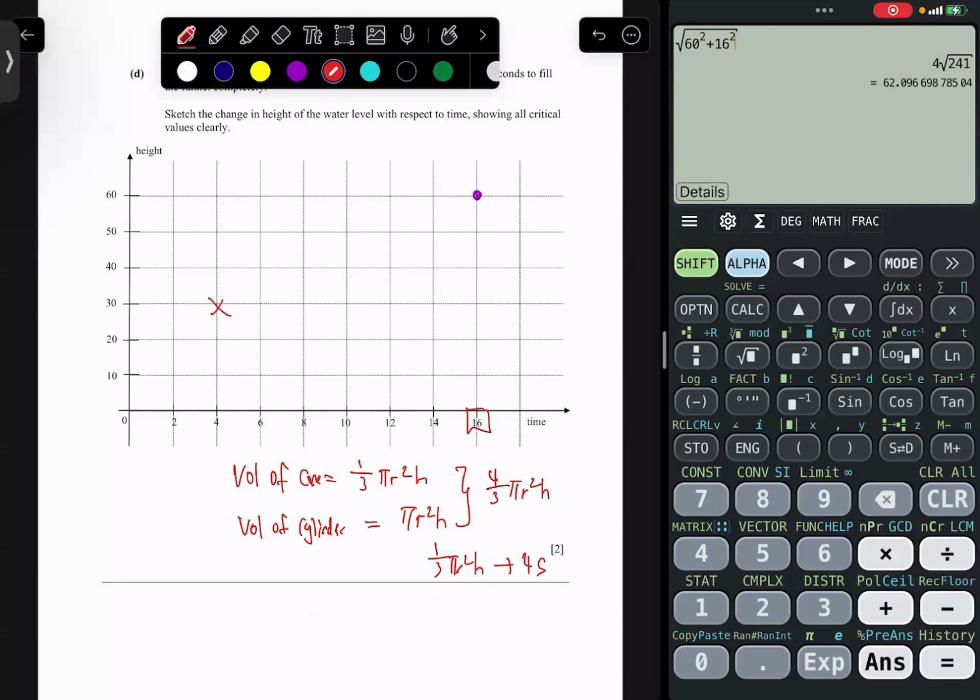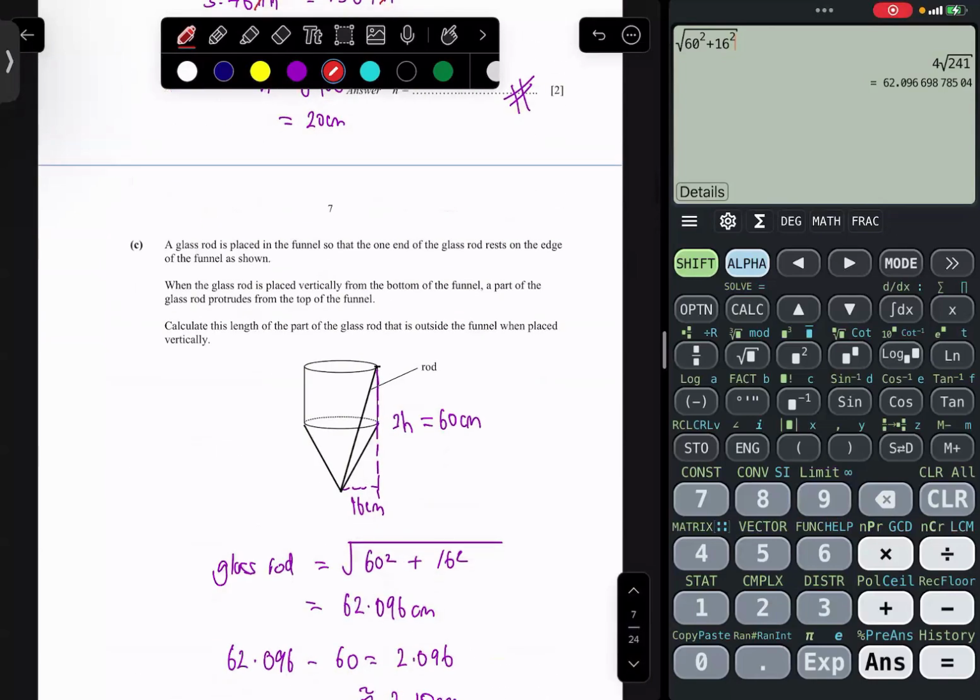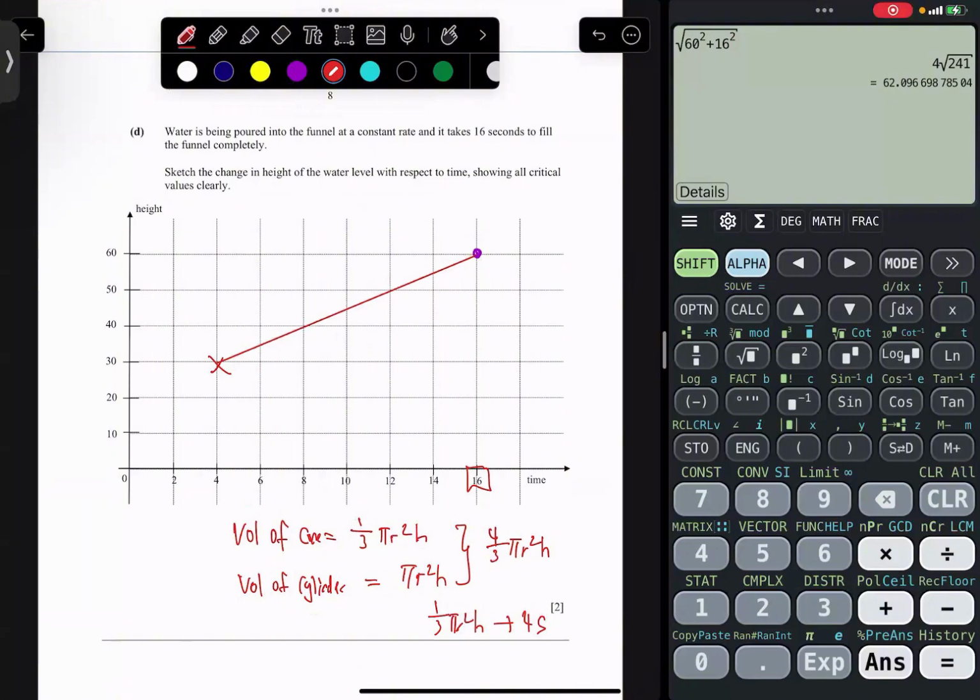Okay, so we have our curve. Now, when water is poured in, it will take up this. This is easy and fast to fill up, and then it starts to slow down. Then over here, it will be constant. So that means that from this 30 cm to 60 cm is going to be a straight line, while from the 0 to the 4 is going to be a slowing down curve.